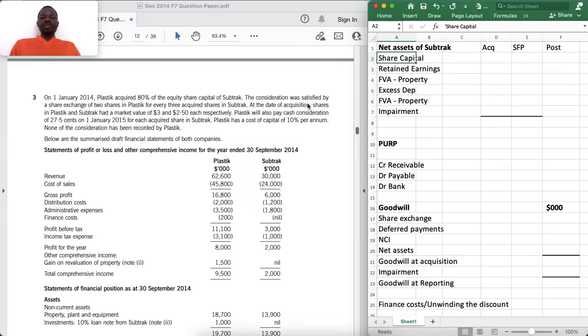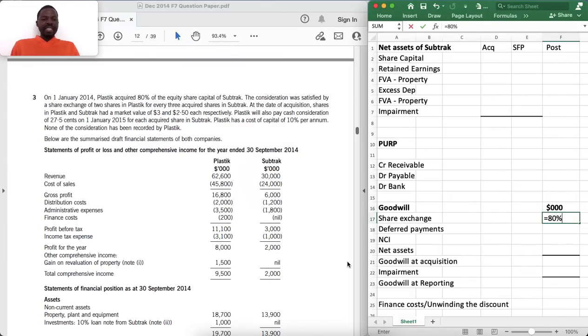The consideration was satisfied by a share exchange of 2 shares in Plastik for every 3 shares acquired in Subtract. At the date of acquisition, shares in Plastik and Subtract had a market value of $3 and $2.50 each respectively. Now let's deal with that information. We would be dealing with it under goodwill. Share exchange.